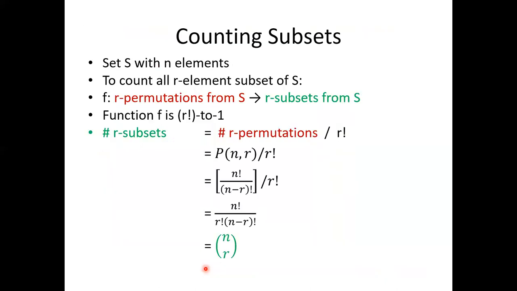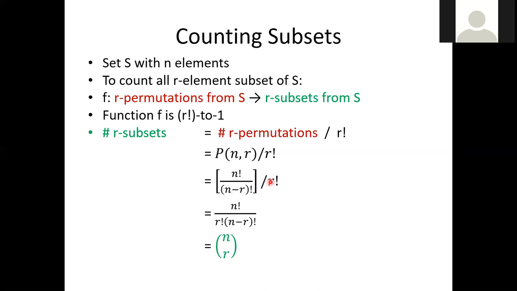So, in other words, I start with a set of n elements, and I want to count how many r element subsets of it there are. Well, I create this function that assigns r permutations to r subsets. This function is k to 1, where k is r factorial, and now I can count the number of subsets. It's the number of permutations divided by k, so it is the number of r sequences in an n element set divided by r factorial. This number is n factorial over n minus r factorial.